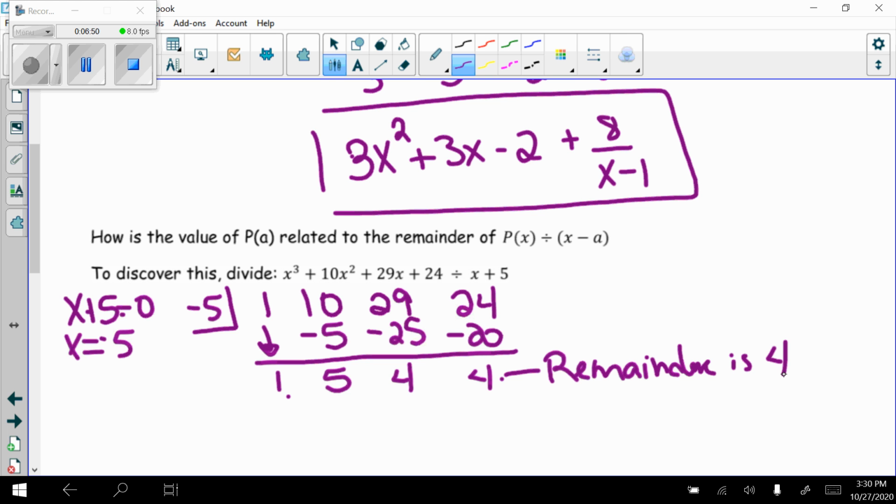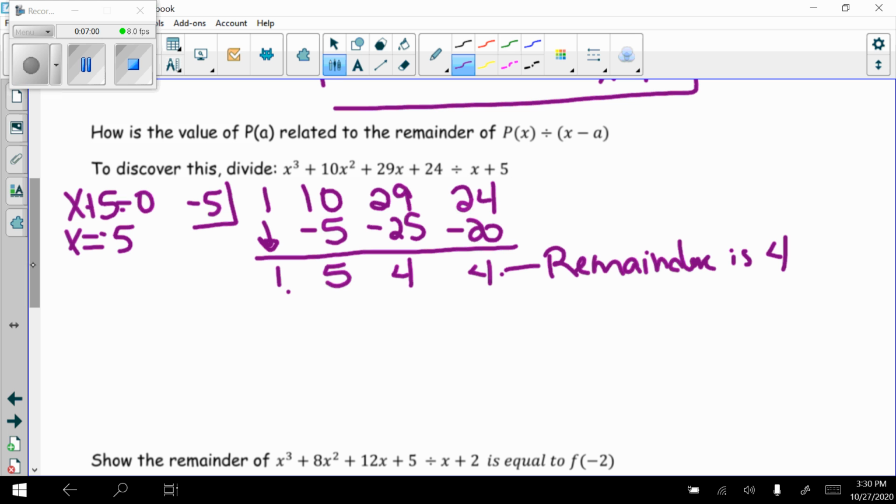This is how the value of p of a is related to the remainder of p of x divided by x minus a. So my remainder is 4 when I divide. So now we want to find out p of a. What is p of a? This is where we're going to use what's called direct substitution.